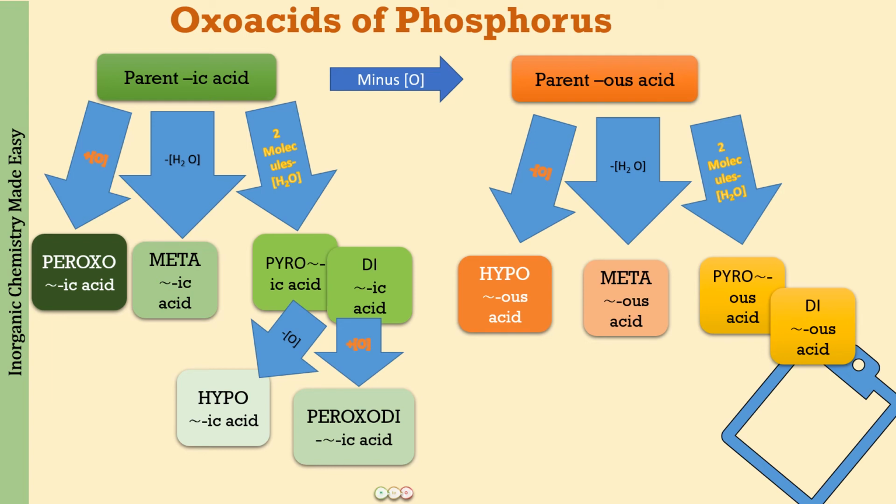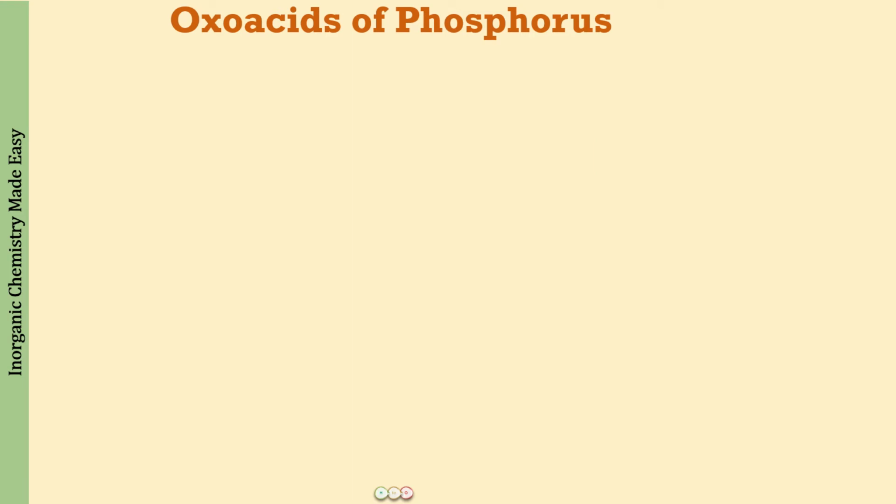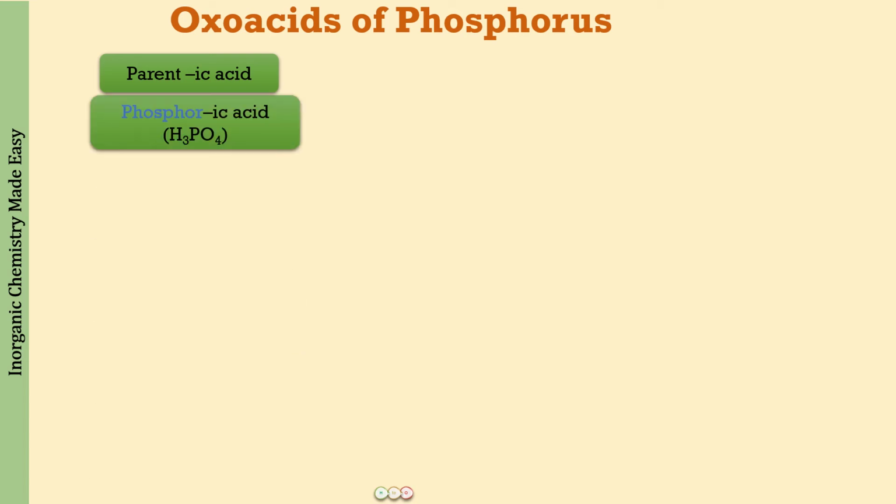Now let us see these once again with the formulas for the oxoacids of phosphorus. So now let us derive the oxoacids of phosphorus with this plan that we have learned. We will be starting with the per-ic acid. So what is going to be the per-ic acid for phosphorus? It is going to be phosphoric acid with the formula H3PO4.